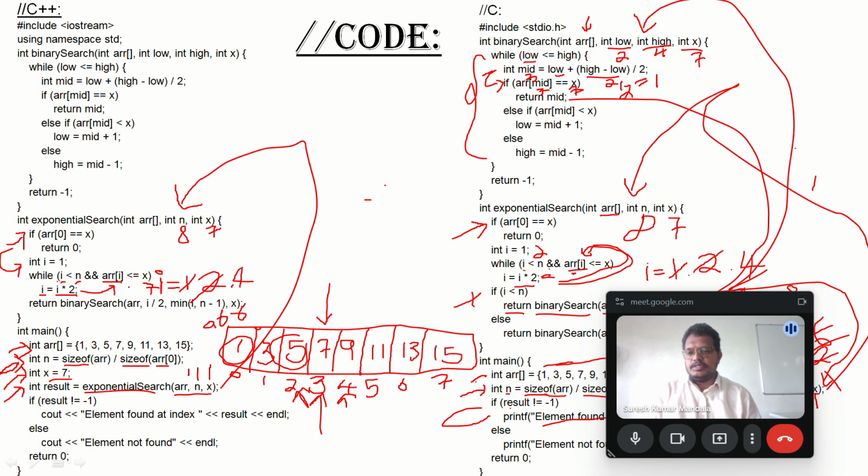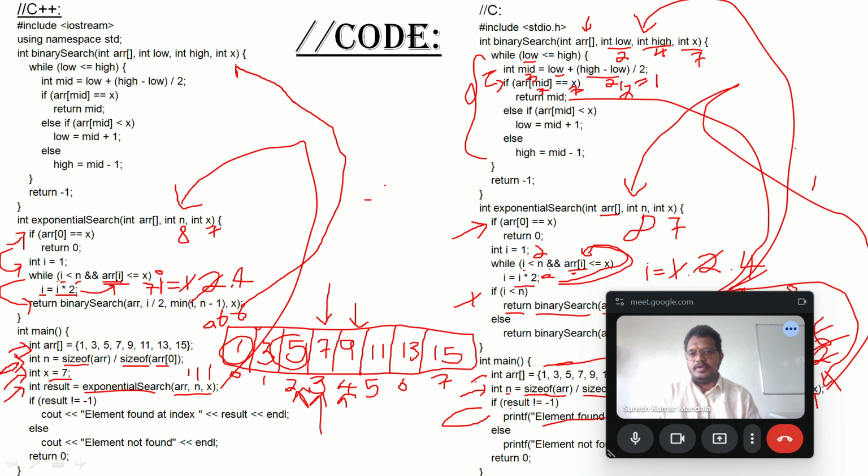Okay. Next, coming to the increment to the value. What is the I value? 4, less than 8, condition is true. And ARR of 4, what is the value we are having? 9. 9 is less than or equal to 7, condition is false. When the condition is false, it will go to the binary search method. We are passing the values.